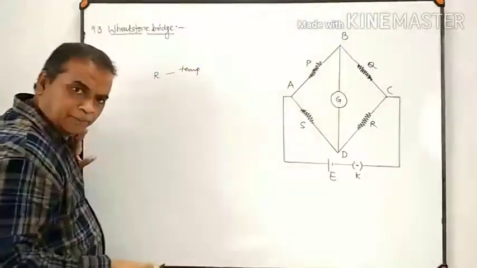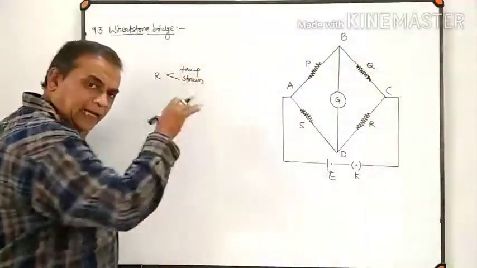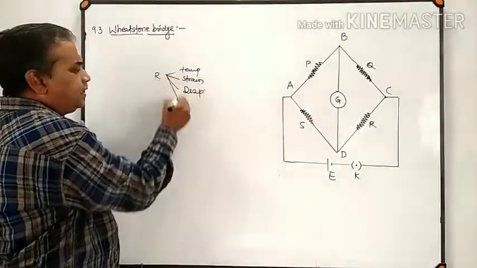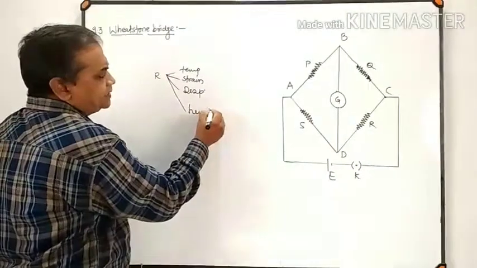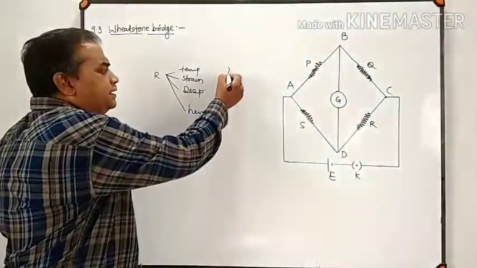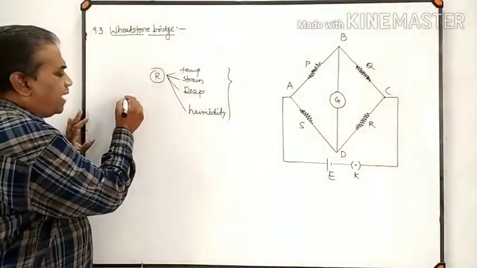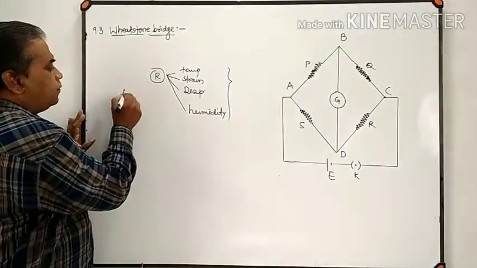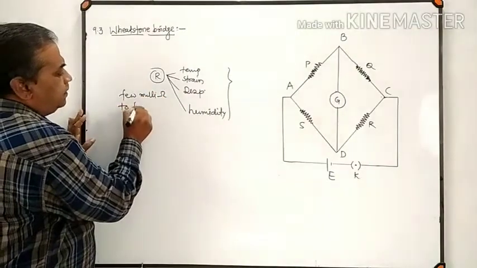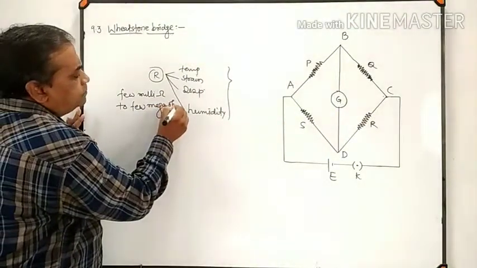It depends on the temperature of the material. It depends on the strain acting on that material. It depends on the displacement of the material. It depends on the humidity present in that material. And due to variation in these physical quantities, the resistance of the material varies within the range of a few milliohm to a few mega ohm.